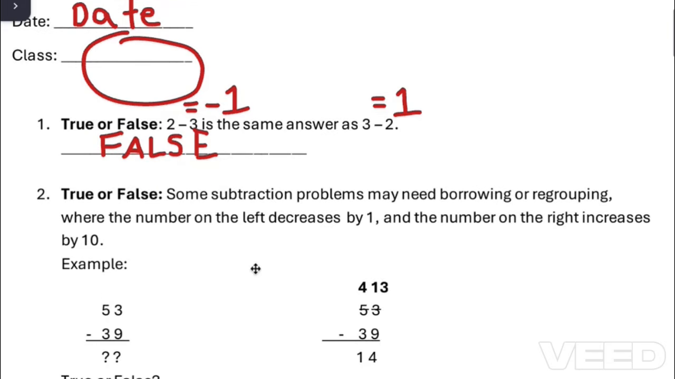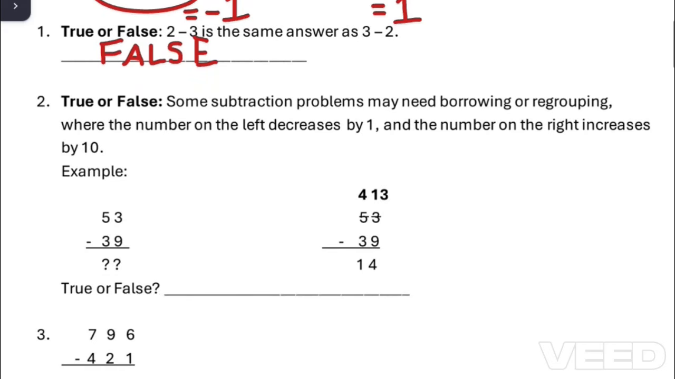Let's move on to the second question on the mock quiz. It says, true or false? Some subtraction problems may need borrowing or regrouping, where the number on the left decreases by 1 and the number on the right increases by 10. And they show an example. They say 53 minus 39.